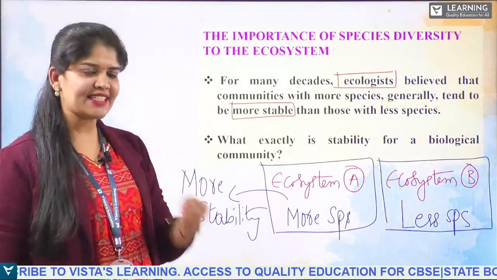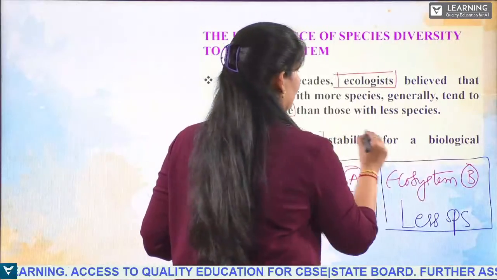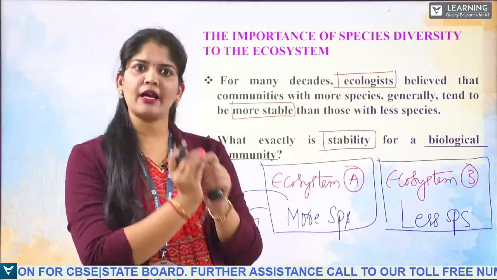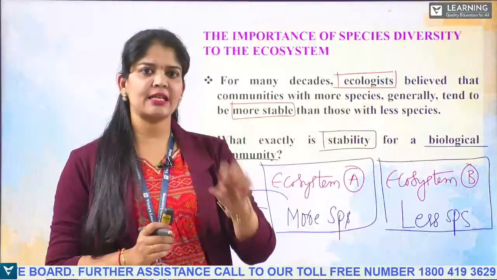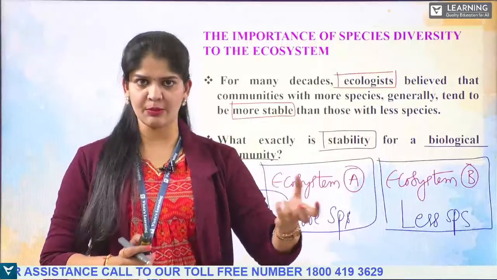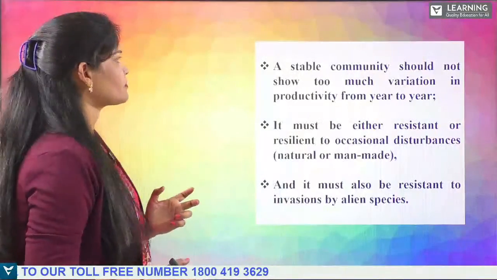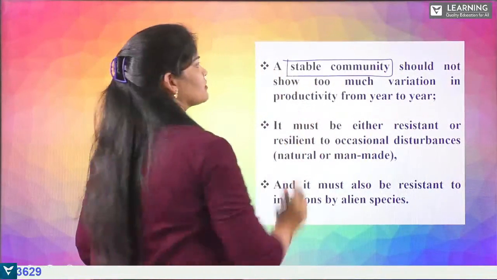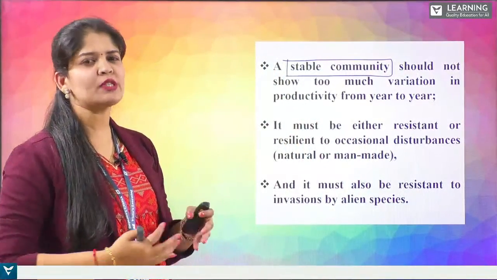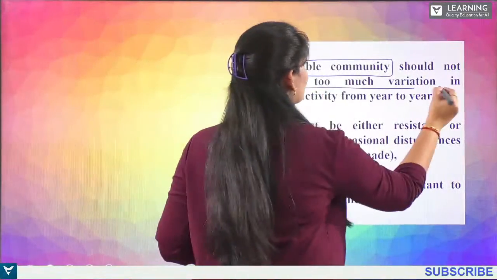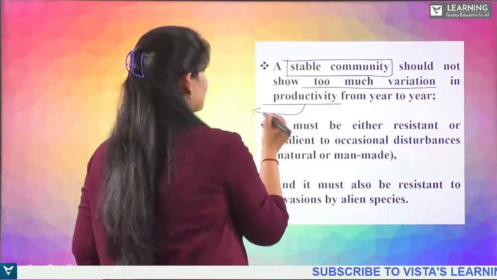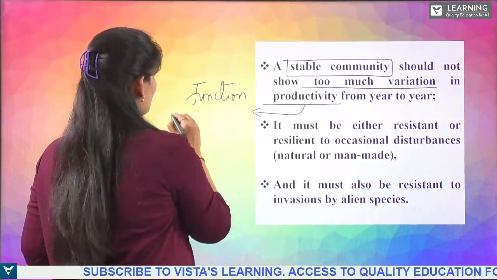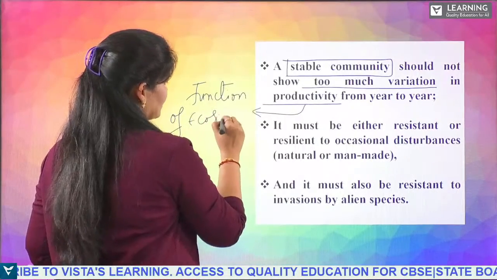Now, what exactly is stability for a biological community? What do you mean by a stable biological community? What exactly does stability matter for this biological community? Let's understand. A stable community should not show too much variation in terms of its productivity, which is considered a function of the ecosystem.